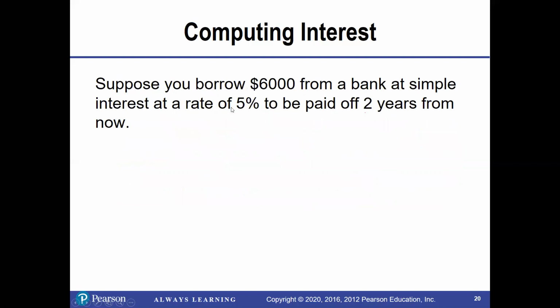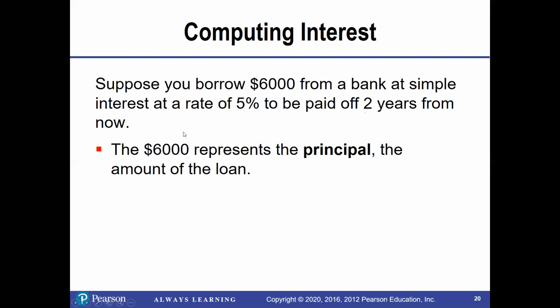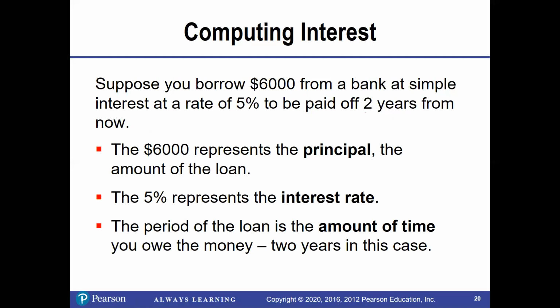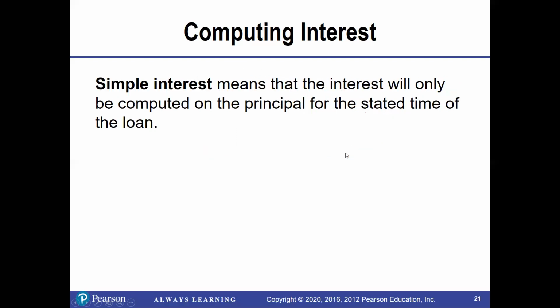All right, so computing interest. Suppose you borrow $6,000 from a bank at simple interest rate of 5% to be paid off in 2 years from now. Okay, so $6,000 is how much you get. That's what we call the principal. Okay, 5% is your interest rate. Okay? And the period of the loan is the amount of time you owe the money, 2 years in this case. All right, so we got principal, rate, and the amount of time.